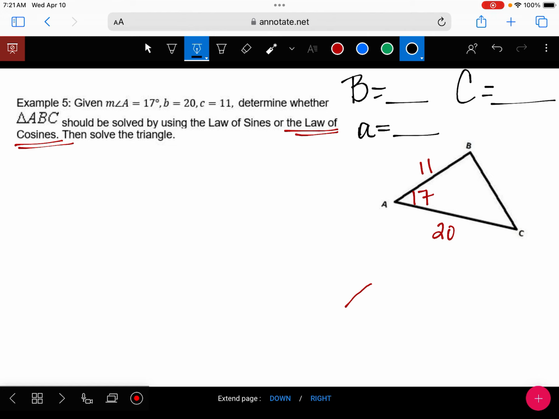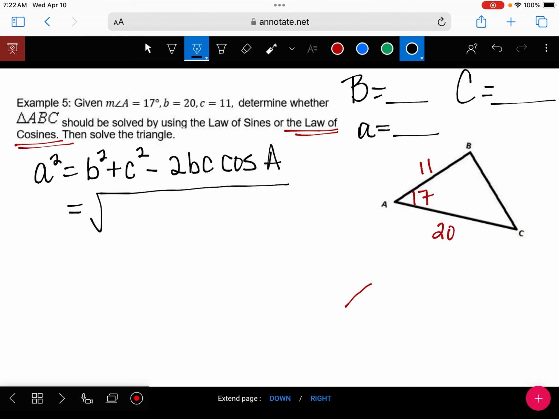When we set up the law of cosines, it's going to be a squared equals b squared plus c squared, and you do not get formulas on the test. So you have to know how to organize your law of cosines. And we're going to subtract 2bc cosine of A. Whenever you're trying to find a side, it's pretty easy. You're going to just type this all in under your square root. So it'll be 20 squared plus 11 squared.